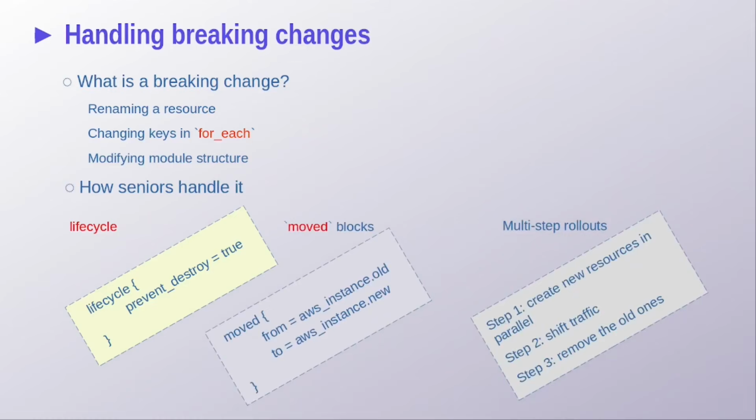Send tenet: line circle. Prevent a silent destruction. Terraform refuses to destroy the resource. Move. Tell Terraform that the resource moved. This avoids destruction during refactors. And finally, multi-step runs loud. Never do a large refactor in one PR.